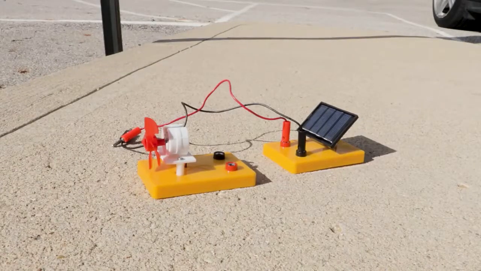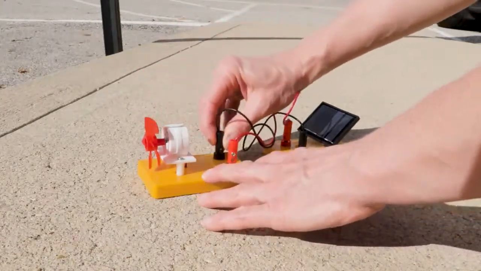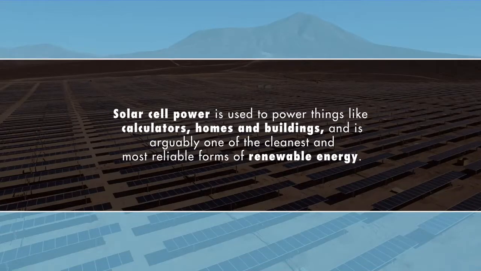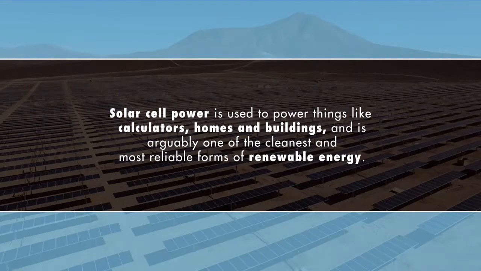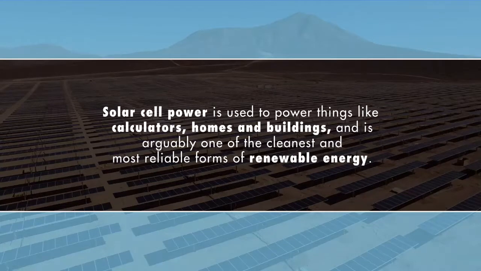Start by placing the solar cell into sunlight or use a lamp, then attach the leads to the fan or LED light. Solar cell power is used to power things like calculators, homes, and buildings, and is arguably one of the cleanest and most reliable forms of renewable energy.